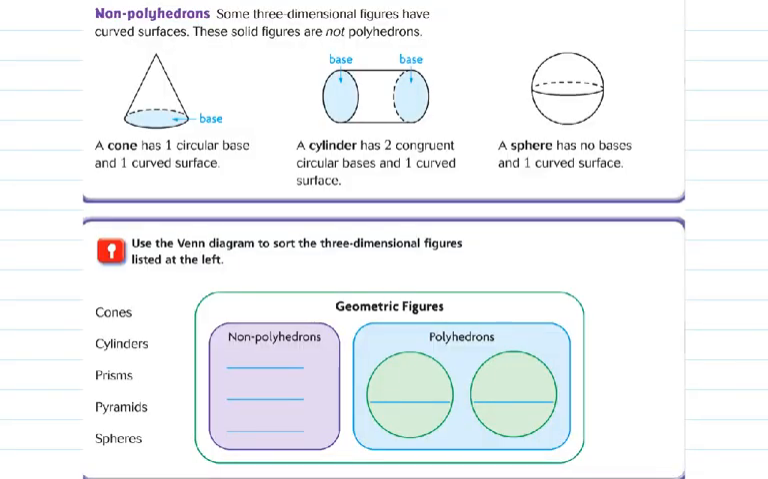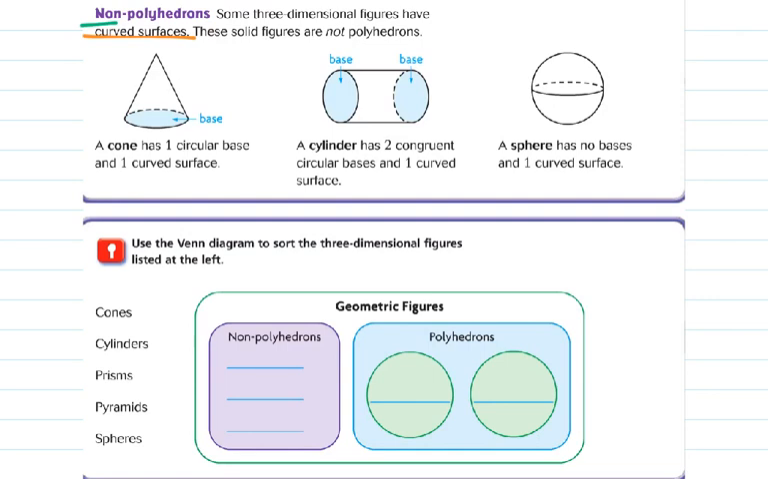Students, the last three-dimensional figures that we're going to work on identifying today are called non-polyhedrons. And the prefix non means not polyhedrons. So some three-dimensional figures have curved surfaces. These solid figures are not polyhedrons. So anything that has a curved surface is not considered a polyhedron.